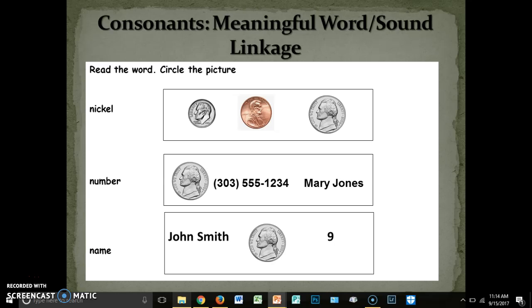I took three of the N words that I found in the Standout basic shopping unit: the word nickel, the word number, and the word name. And I created just a simple circle-the-picture activity for the students to identify something that matches that word. I used a computer. The coins were all clip art from the US Mint. You can get great clip art of coins from them.